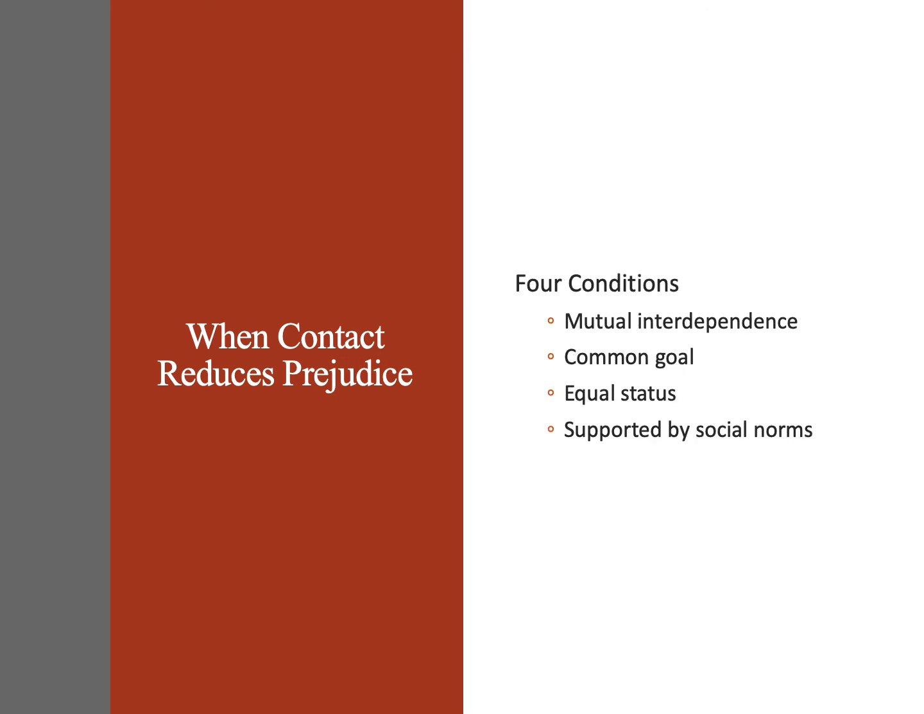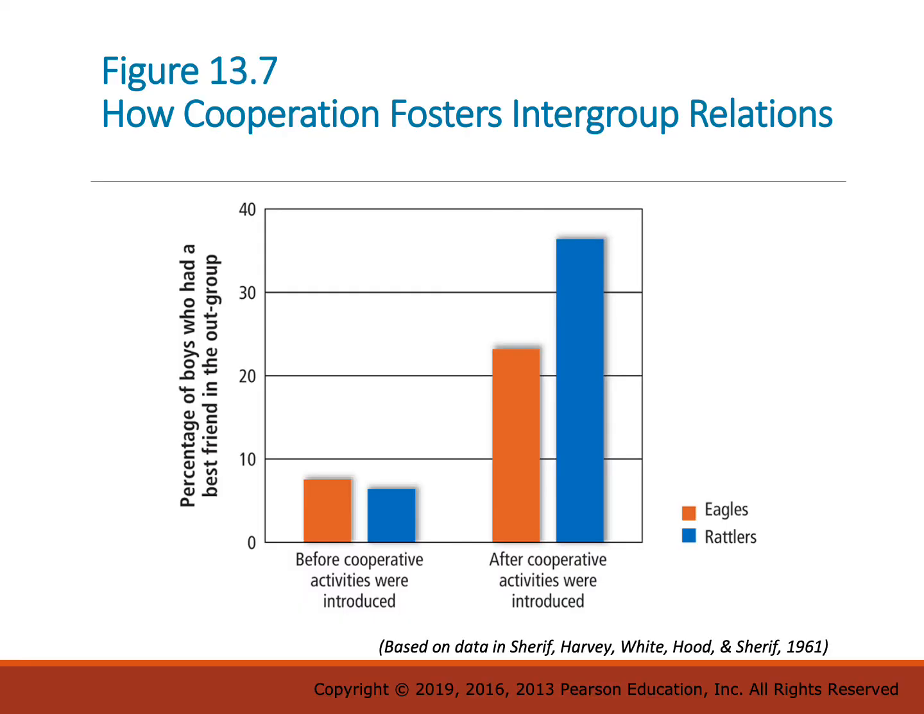More specifically, there were four conditions that they found to be helpful to reduce prejudice between the groups. If they had a mutual interdependence, they had a common goal, they had equal status, and they were supported by social norms, then the intergroup relations would improve. And let's look at a graph of that.